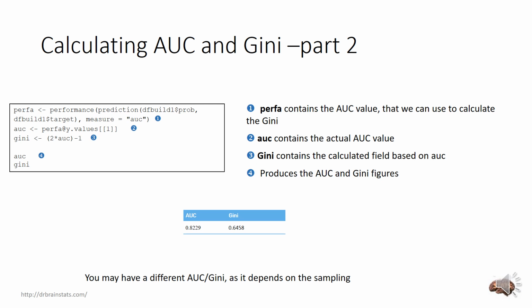Our second stage is calculating AUC and Gini. Now perf contains the AUC value that we can use to calculate the Gini, as shown. Now you may have different AUC Gini values, as it all depends on the sampling conducted at the beginning.